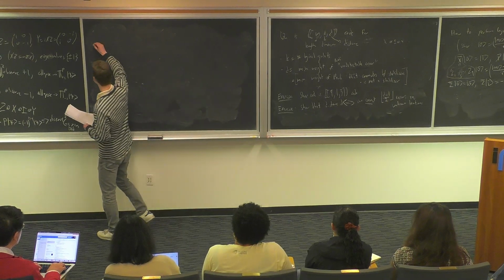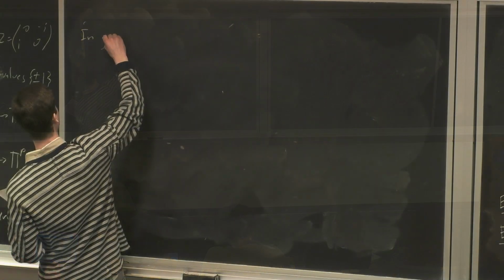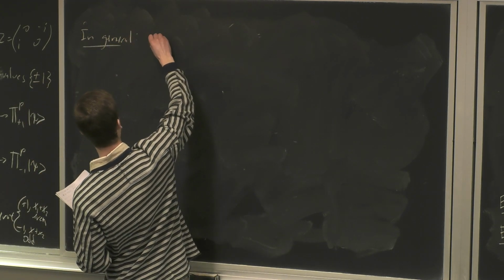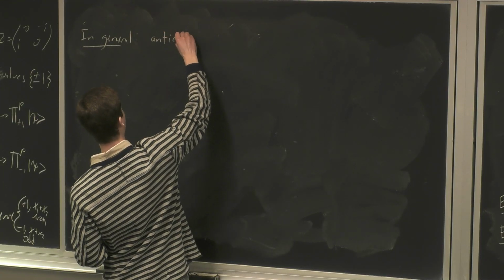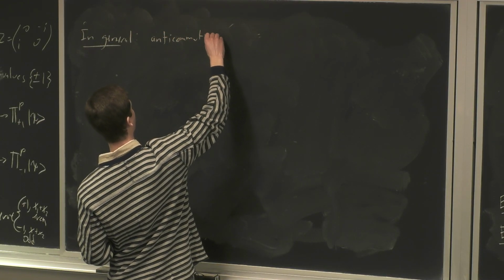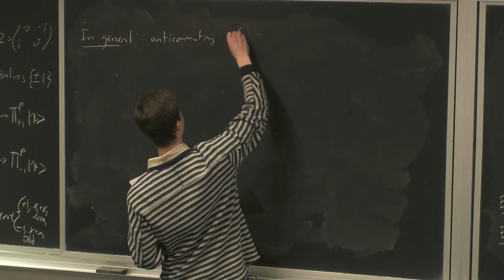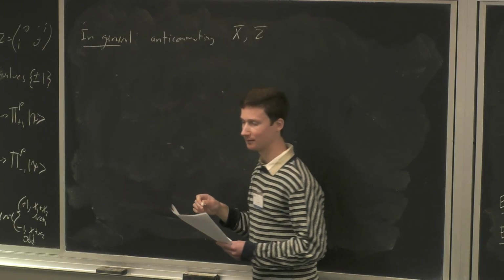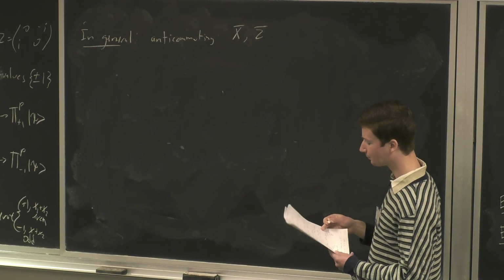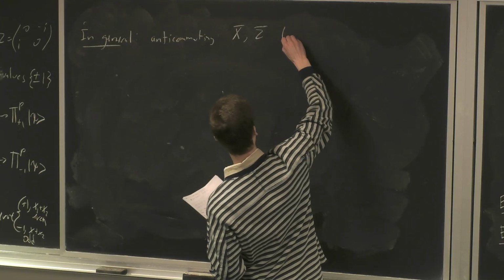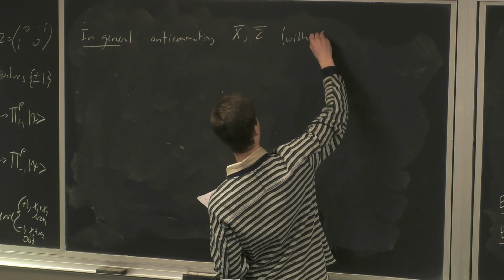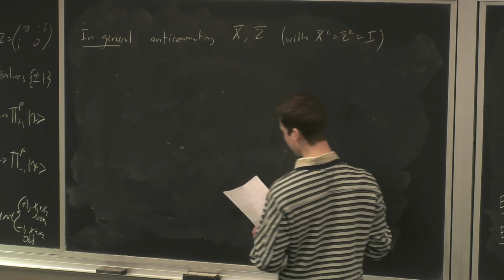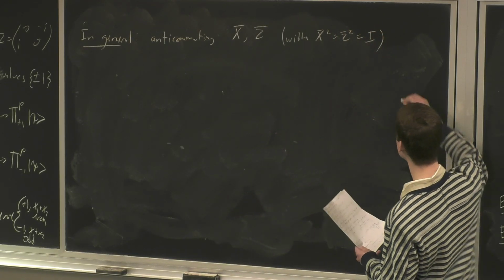Right, and so it turns out that in general, if we have a pair of anti-commuting operators, x bar and z bar, we can think of them here as being like n-qubit Paulis, but in full generality, that might not even be necessary. So in particular, since they're Paulis, they square to the identity. This gives us a logical qubit.